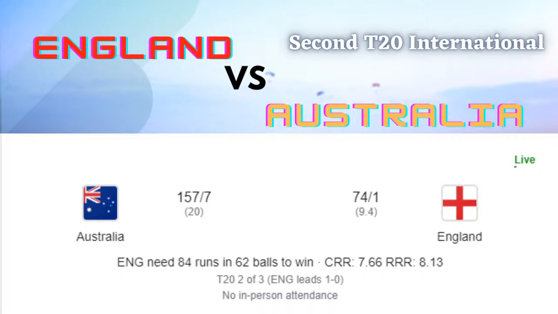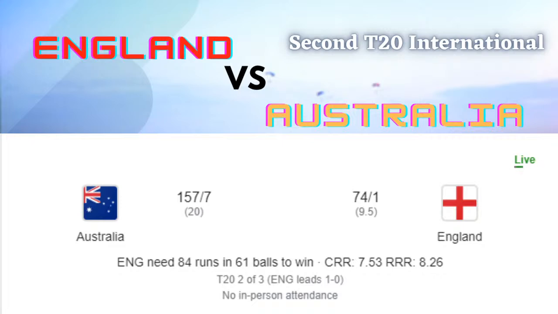Zampa to Malan again. Fuller ball. Played straight back to the bowler. So that is a dot delivery. Last ball of the 10th over. Zampa to Malan. Another dot ball played to the extra cover fielder. So dot ball to finish the over. 10 overs gone. England are 74 for 1.